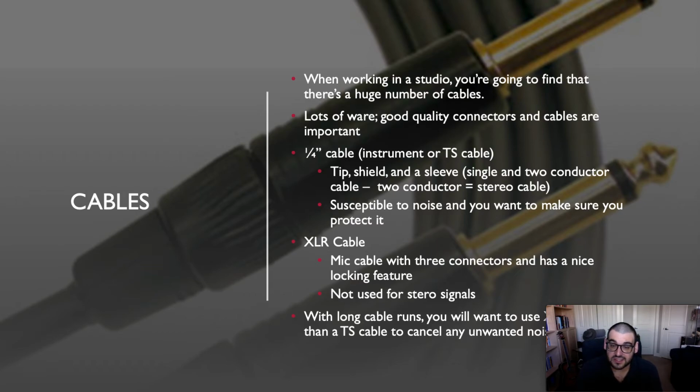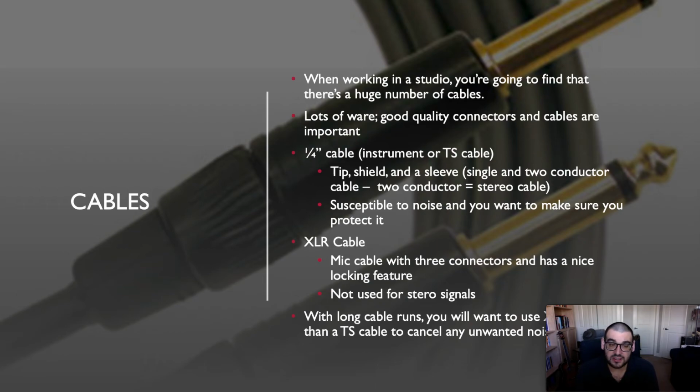Okay, if it's a single conductor cable, it will only have the tip and a sleeve. If it's a double or 2 conductor cable, which we call a stereo cable, very similar to your headphones but in 1/4-inch style, there is a tip, a shield, and a sleeve. Now, these cables are susceptible to noise, and you really want to make sure that you protect it with that. A 2-conductor cable will protect that sound a little bit more because it has that shield.